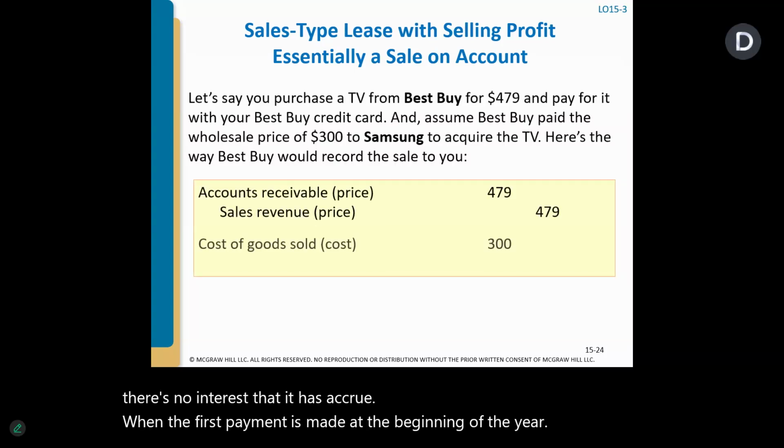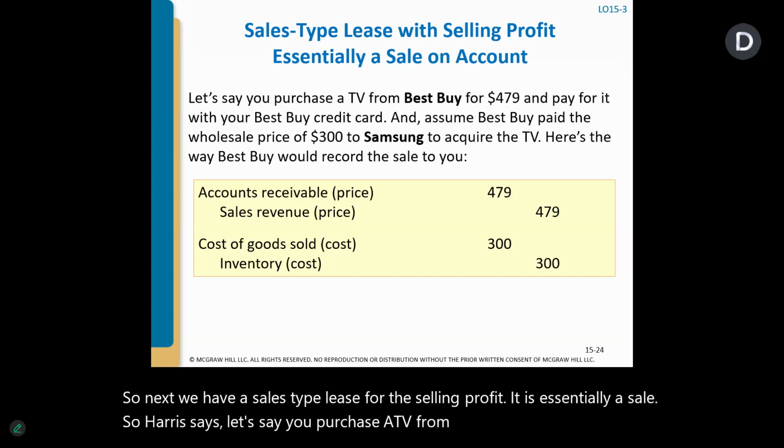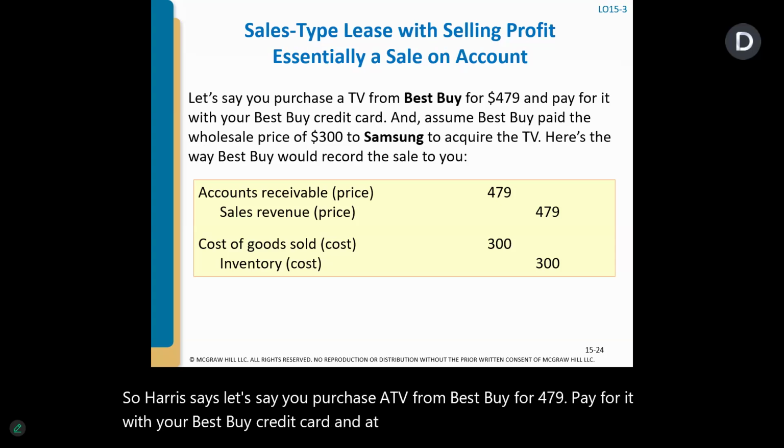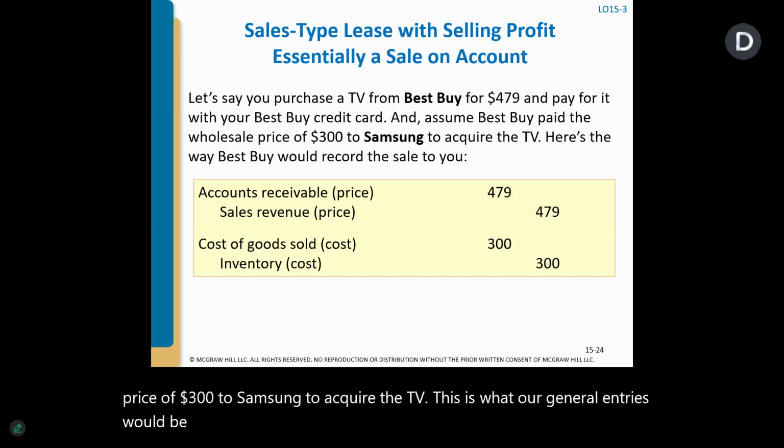So next we have a sales type lease with a selling profit. It is essentially a sale. Let's say you purchase a TV from Best Buy for $479, pay for it with your Best Buy credit card, and Best Buy paid the wholesale price of $300 to Samsung to acquire the TV. This is what our journal entries would be like. We would debit accounts receivable for $479, and then we'll credit sales revenue for $479.